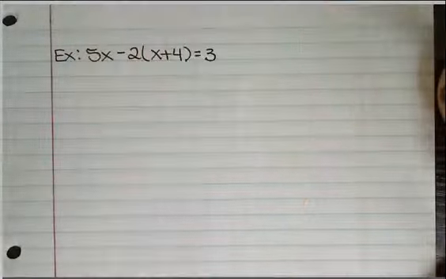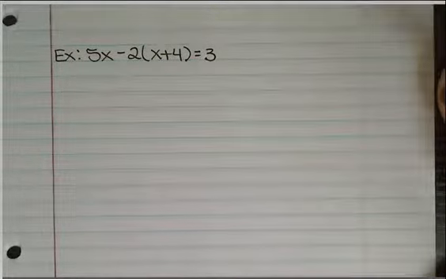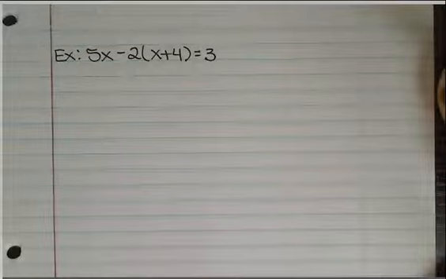5x minus 2 times x plus 4 equals 3. Okay, step 1 says fractions. Do we have any fractions? We do not. Step 2 says use the distributive property to get rid of our parentheses. Do we have parentheses? We do. We have parentheses right here.